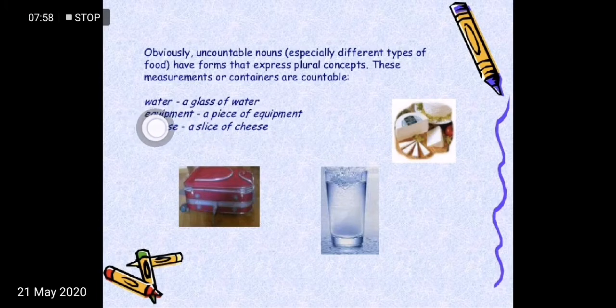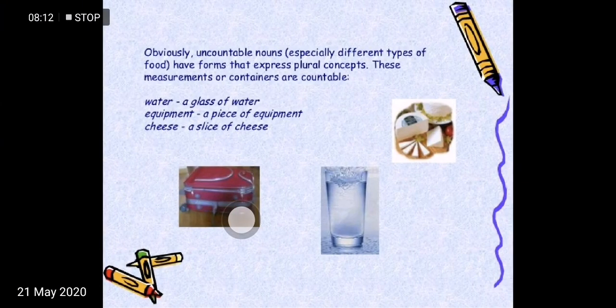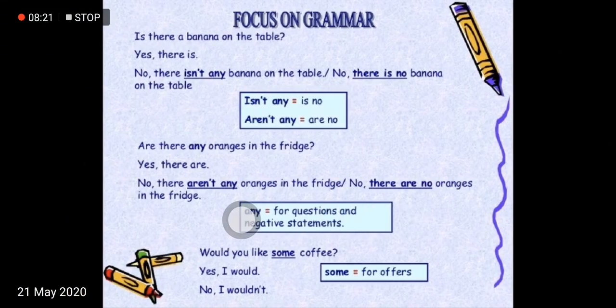For example, water: a glass of water, 2 glasses of water. Equipment: a piece of equipment, 2 pieces of equipment. Cheese: a slice of cheese, 2 slices of cheese. And similarly, you can add more examples to it. This is about how we measure uncountable nouns, and when we measure uncountable nouns, they become countable in cases like these. So here is a small focus on grammar.